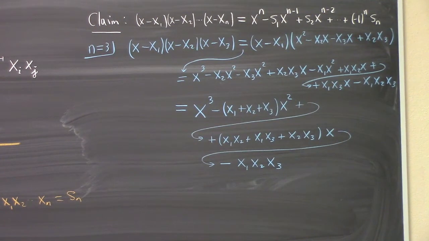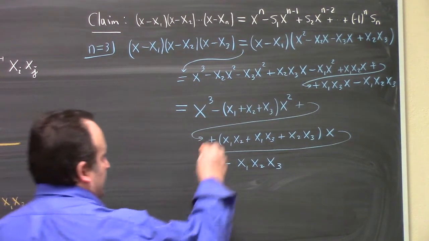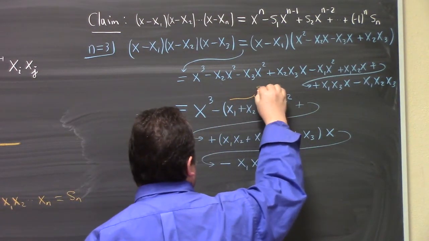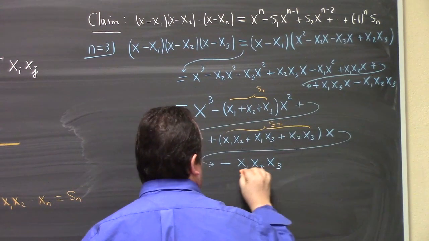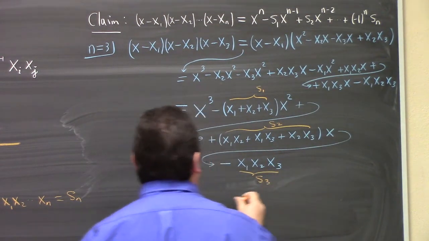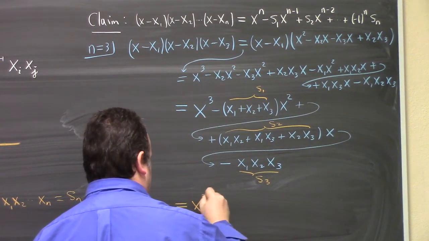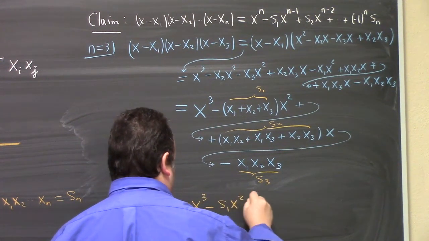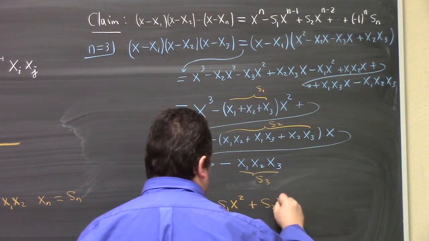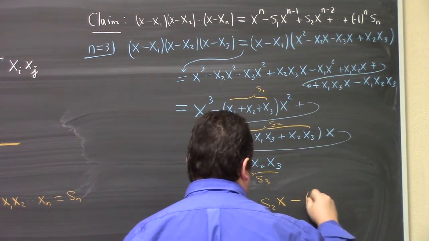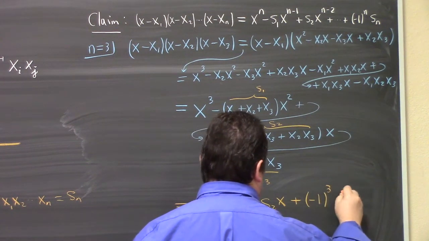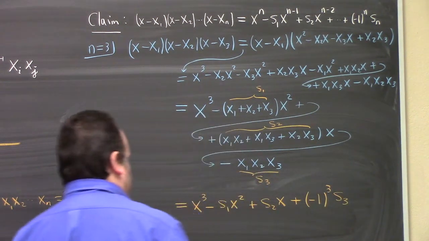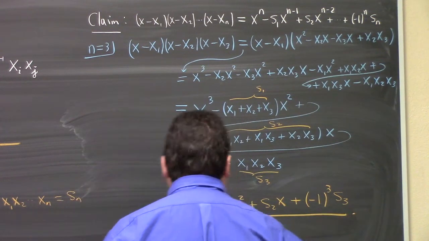You can recognize what you got, right? Yep. That's S1, exactly, this is the S1. This is S2, and this is S3. So indeed we have x cubed minus S1 x squared plus S2 x minus, well, rather plus minus 1 to the third power, S3, right? So there you go. That's how this claim works out in n equals 3.